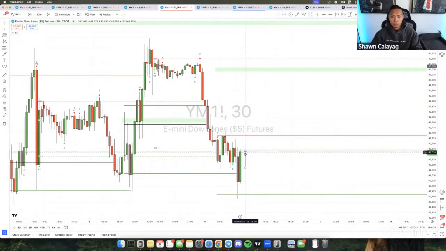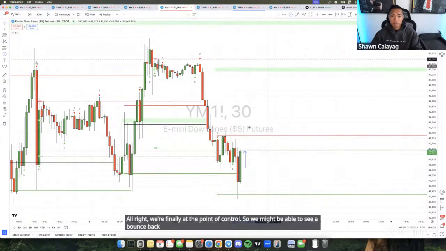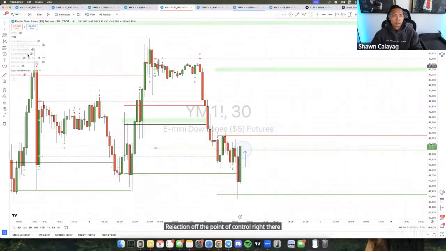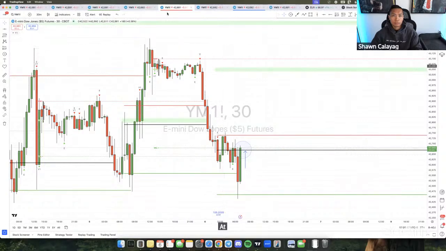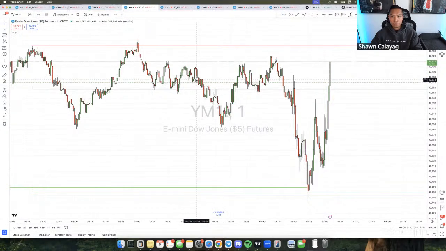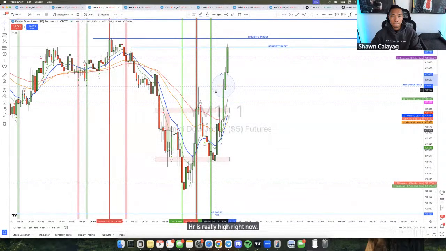All right, we're finally at the point of control, so we might be able to see a bounce back to the downside from up here. Rejection off the point of control right there. Let me check the ATR. ATR is really high right now, 43 ATR. Huge push to the upside. It's still pushing up higher.